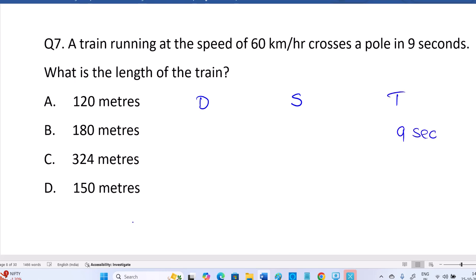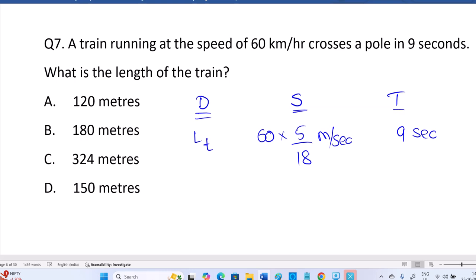Speed is 60 km per hour. In the options, we can observe distance is in meters, timing is in seconds. So we are forced to convert 60 km per hour to meters per second. And the pole length is negligible. Distance is nothing but equal to the length of the train.